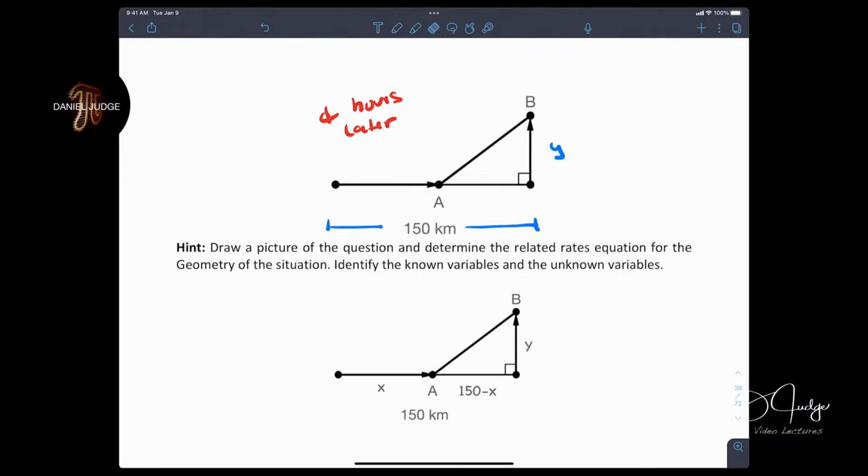Now, here's the thing that you want to think about. We don't really know the position of ship A. I'm going to let this distance here be x, from here to here. This is the x variable. Okay, that's going to be an important detail. So here's x. We don't know how far it's traveled for 4 hours.